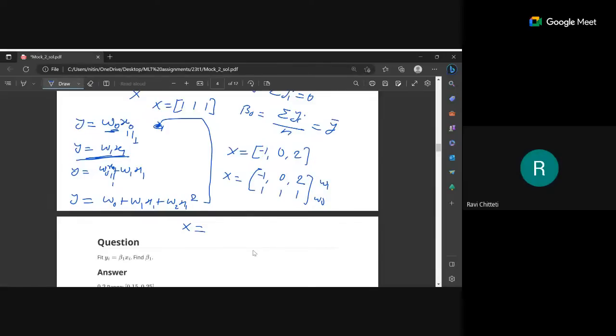I'm not really clear about why we are choosing 1, 1, 1. -1, 0, 2 is coming from the data that is given. This corresponds to X1, right? Sir, I also have the same question as Ravi. We are taking 1, 1, 1 because we are taking dummy features, I guess.